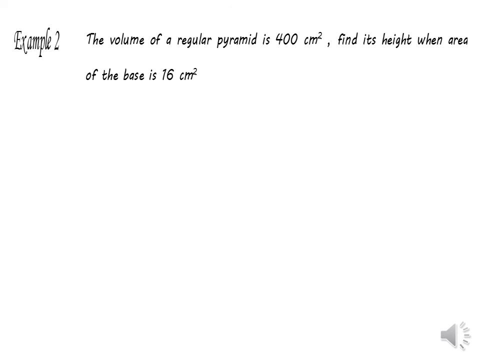Another example: the volume of a regular polygon pyramid equals 400 centimeters cubed. Find its height when the base area equals 16 centimeters squared.